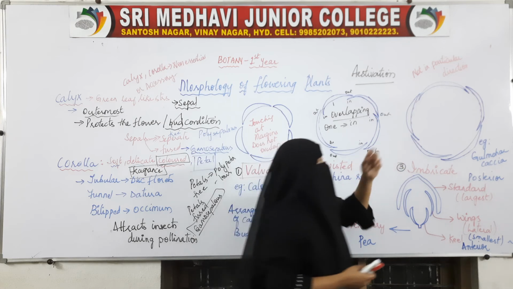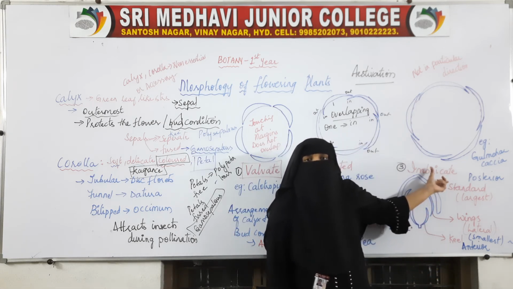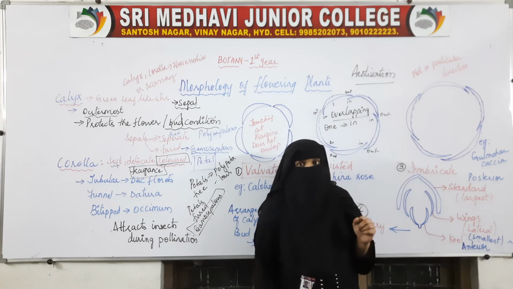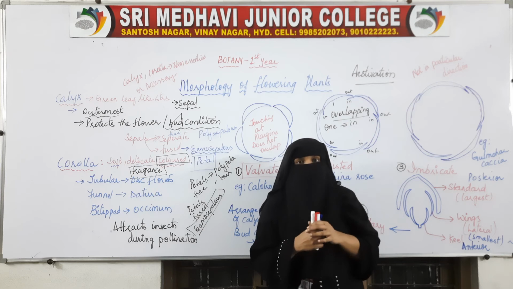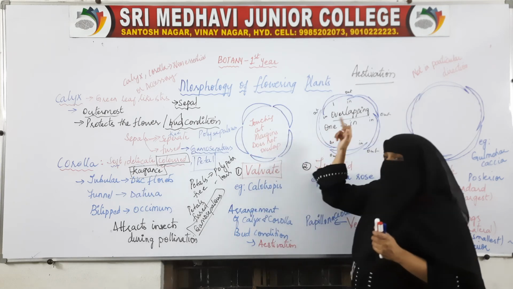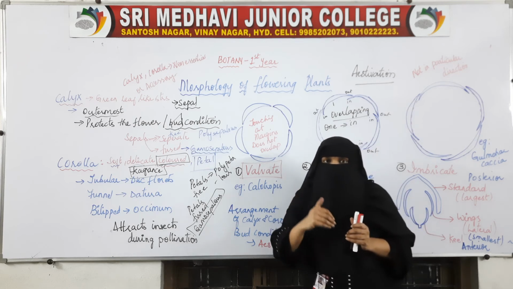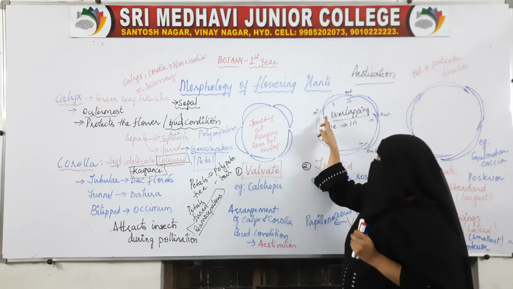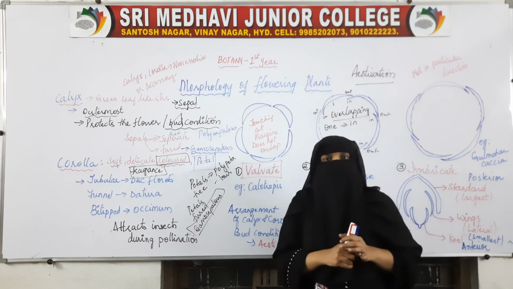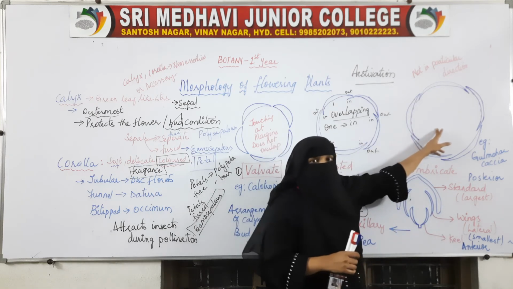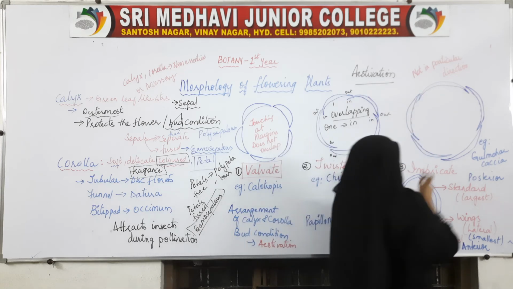Now the third type of estivation is imbricate estivation. In this, overlapping is there, but not in one particular direction. Here one was in, one was out. In all five petals, one margin of the sepal or petal was inside, one was outside. But here overlapping is there, but not in one particular direction.